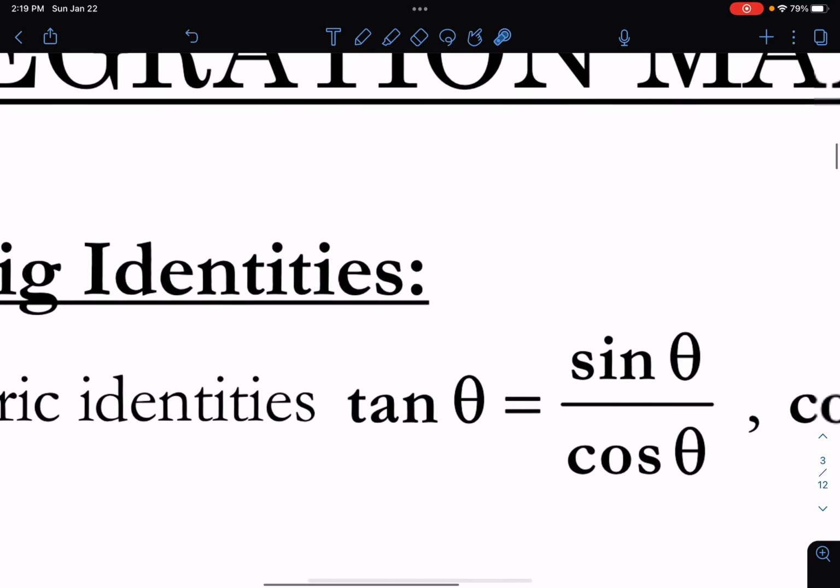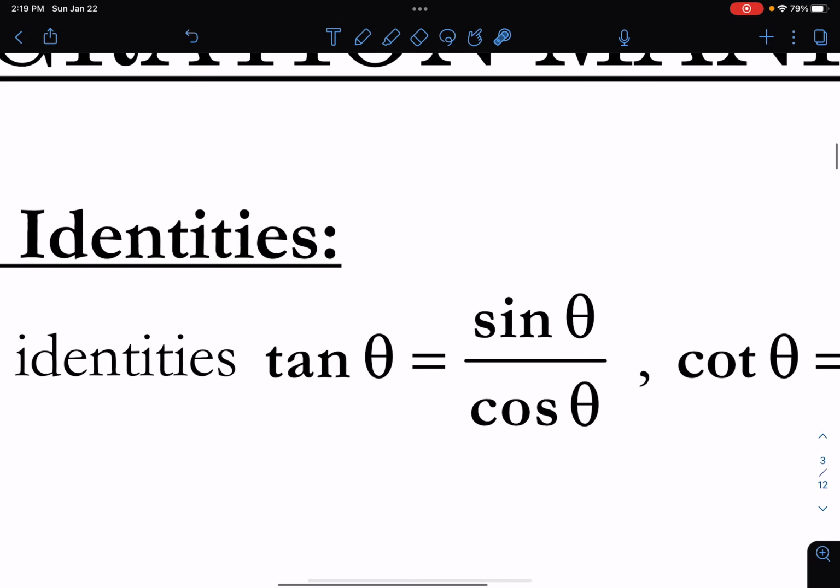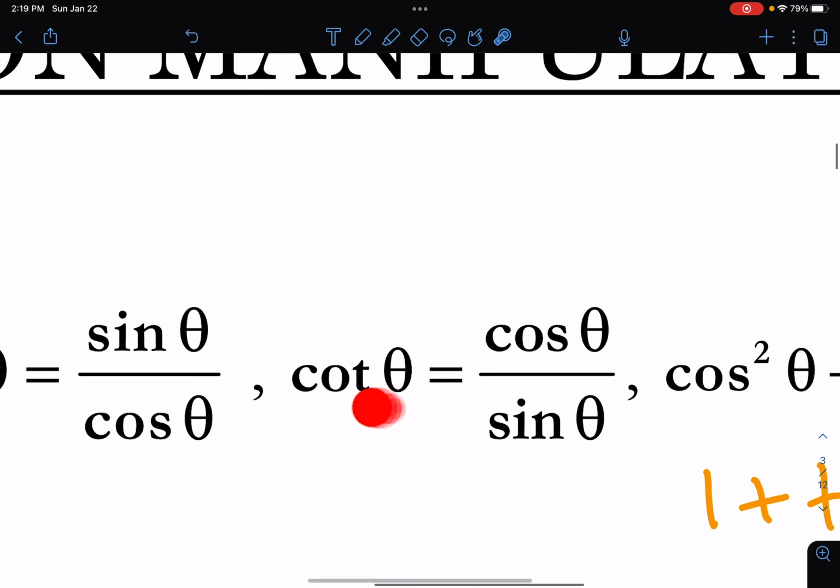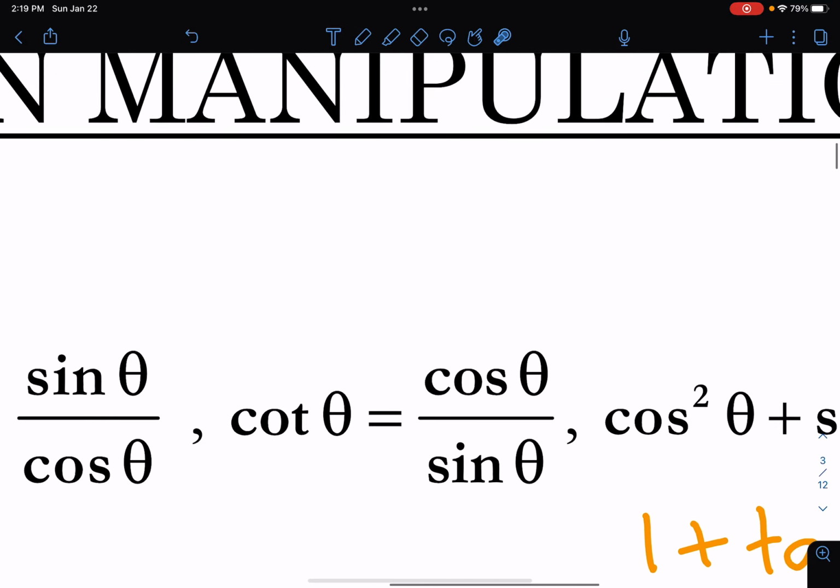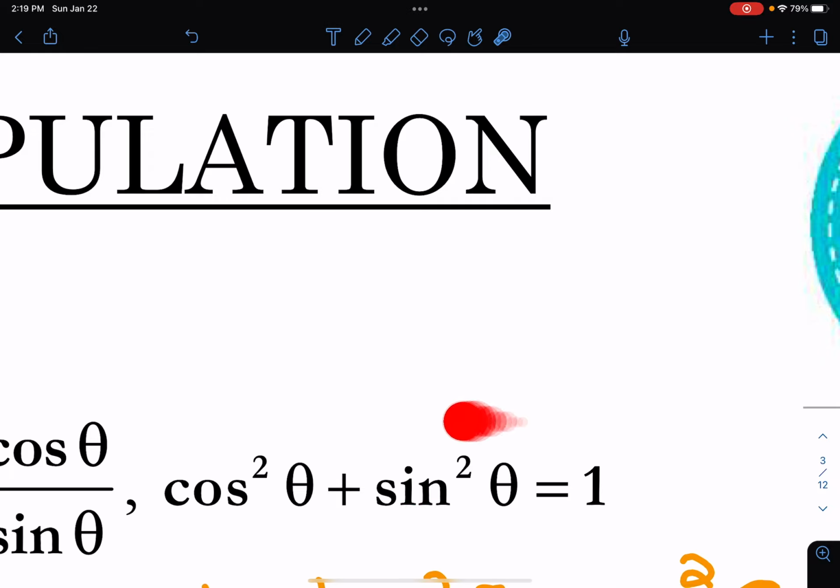So a couple of trig identities you should remember. Tangent is sine over cosine. Cotangent is the reciprocal of that. And then we get the main Pythagorean identity: cosine of theta squared plus sine of theta squared is 1.